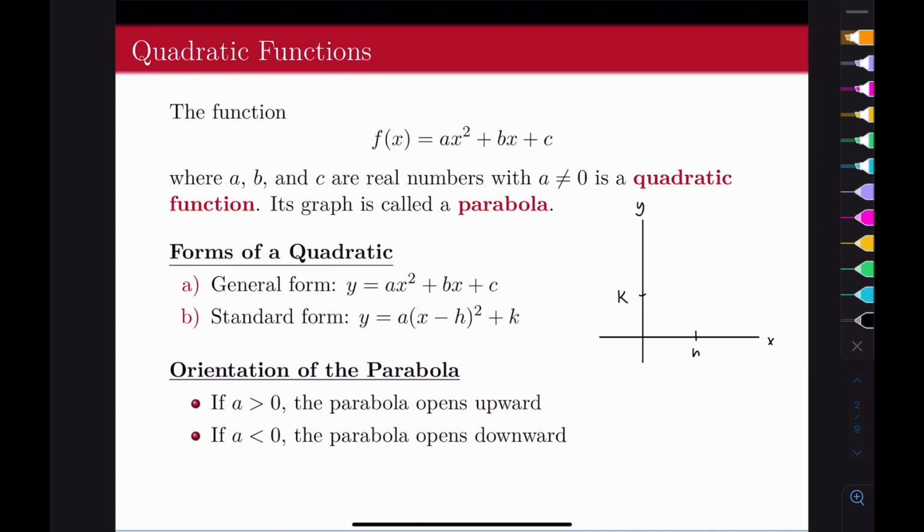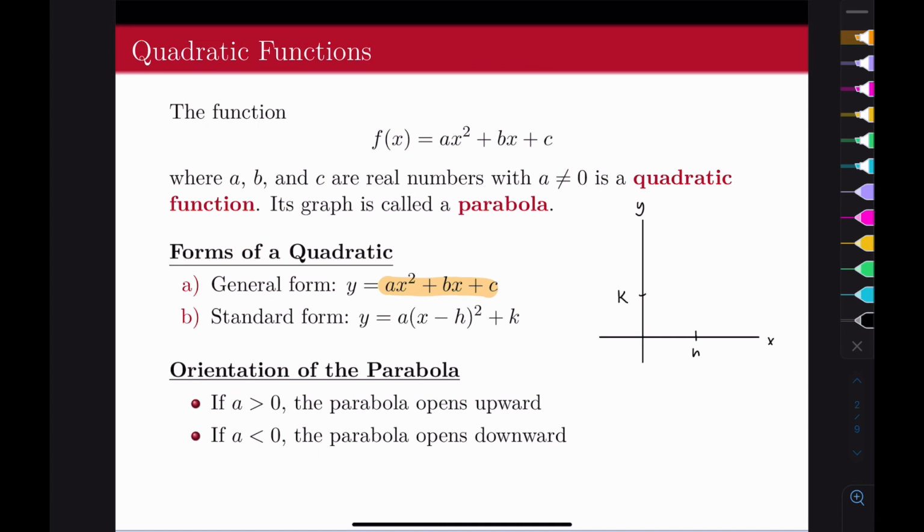In general, when we have a function of the form where it's some number times x squared, plus a number times x, plus a constant, this is called a quadratic function. And its graph is called a parabola. So we're going to focus on two main forms for it. The first one is exactly what you see here, where it's ax squared plus bx plus c.